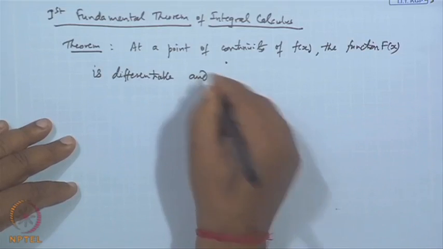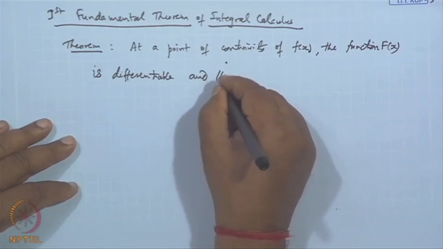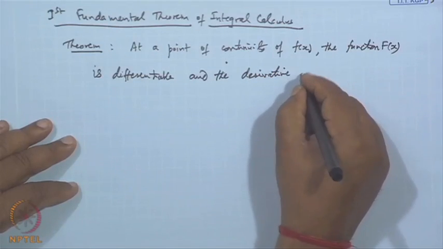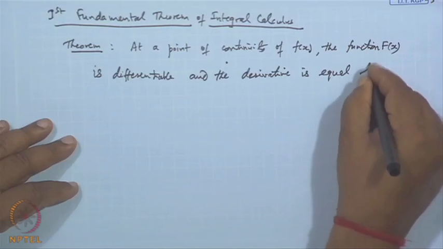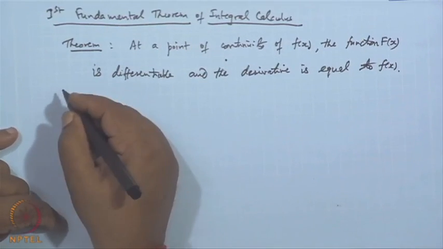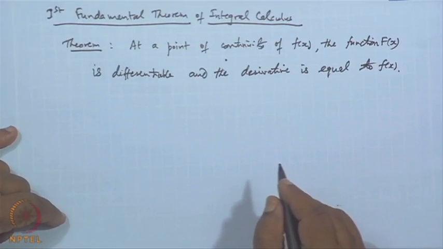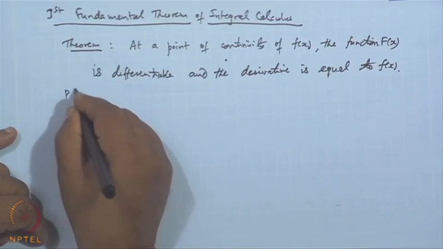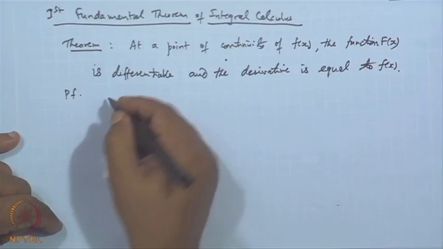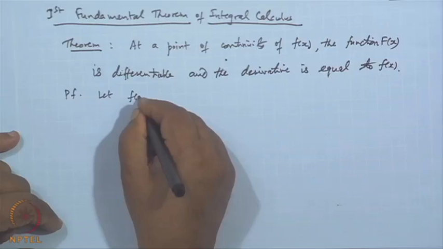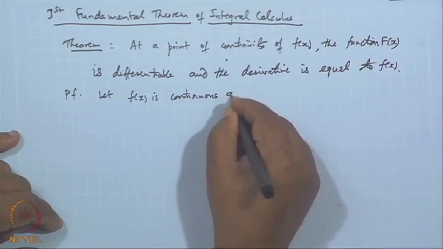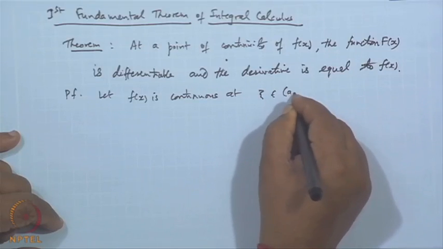and the derivative is equal to f x. So, let us see now. What is given is the function is continuous. Let f x be continuous at a point x I belongs to the interval a b.